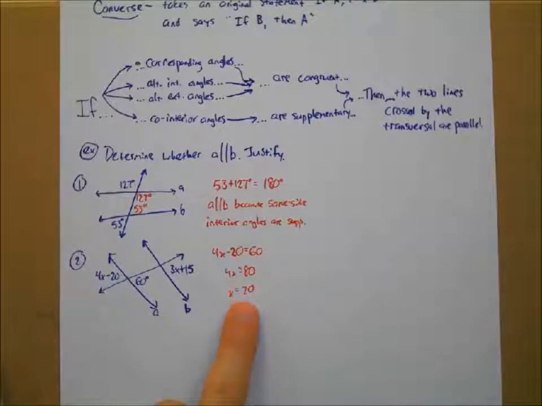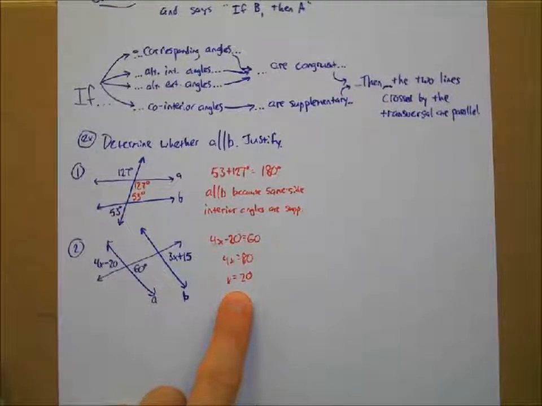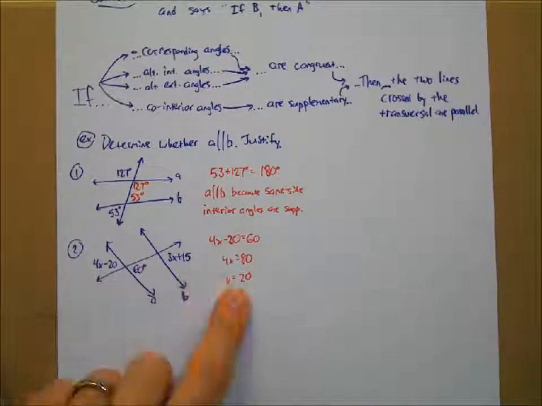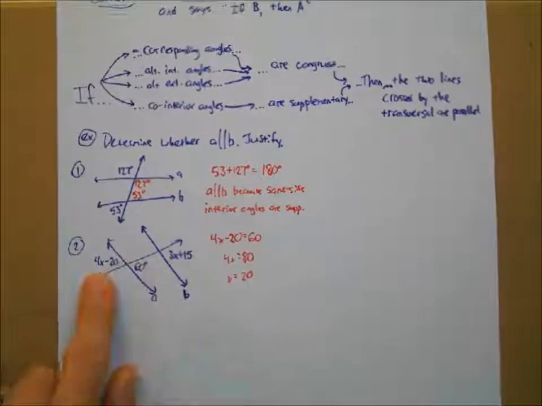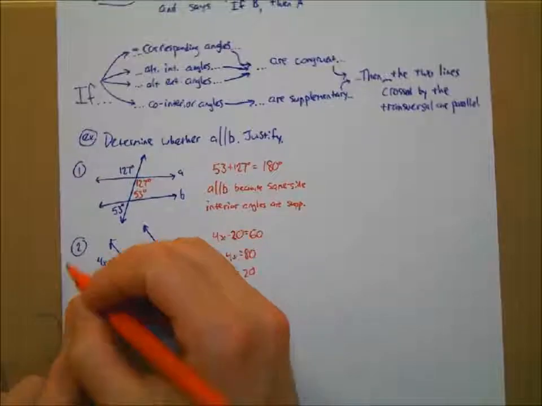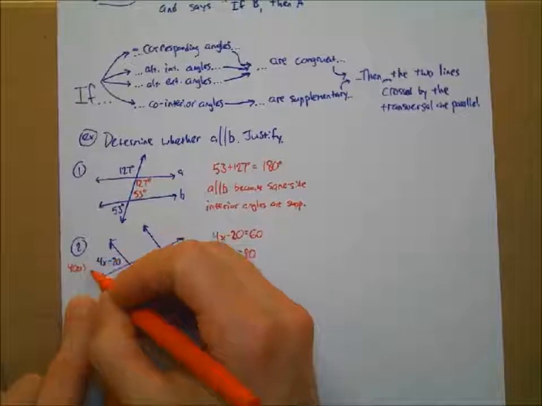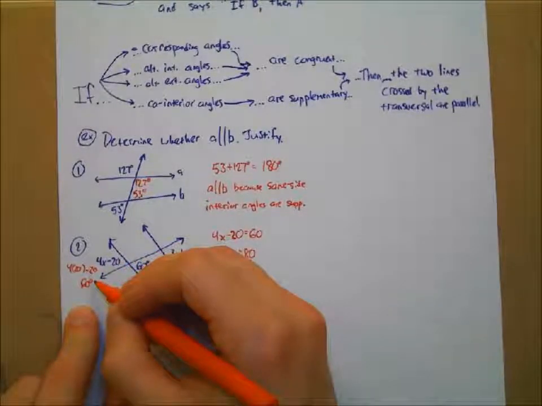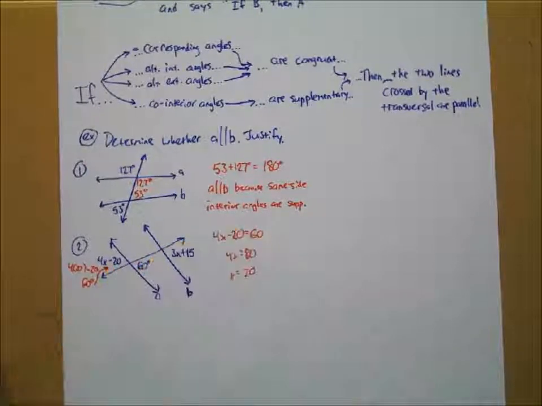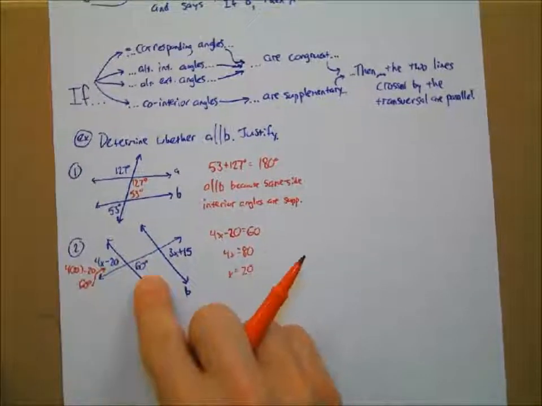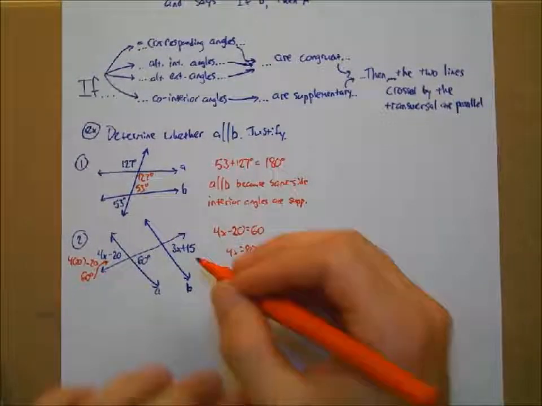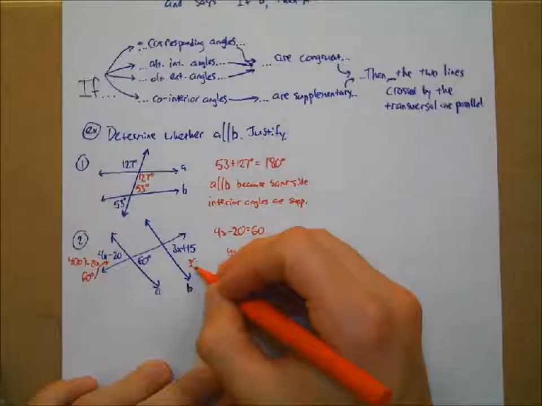Are we done with the problem? Have we shown whether A is parallel to B or not? All we've solved for is x. But how is this going to help us? Madison? Plug x in here and plug x in here. This x they're talking about is the same x value. So we can plug it in here. 4 times 20 minus 20. So it's going to be 80 minus 20, so 60 degrees. So this angle right here is 60 degrees, which shouldn't surprise us because it's vertical to this 60-degree angle there.